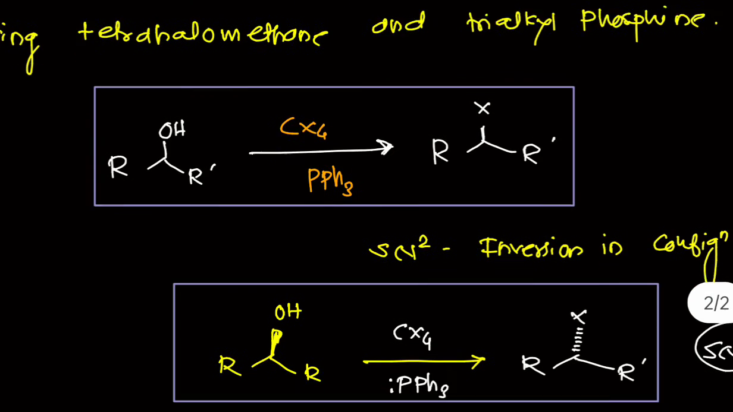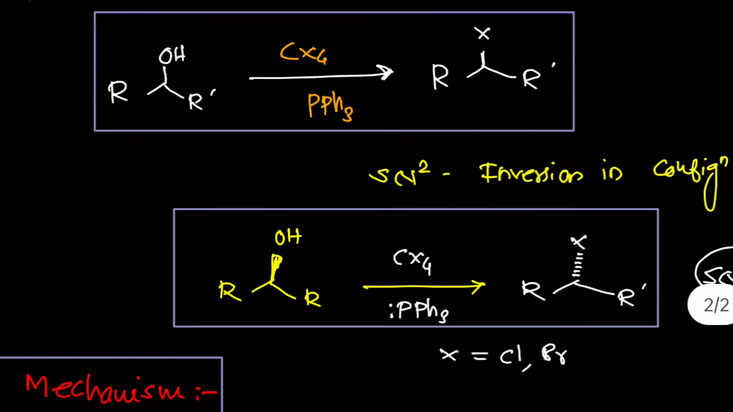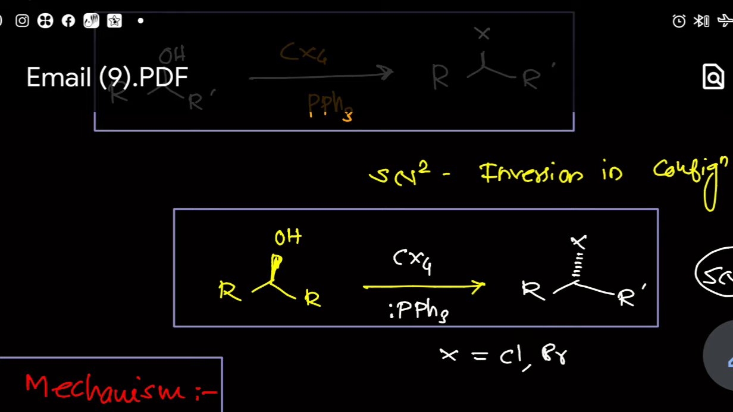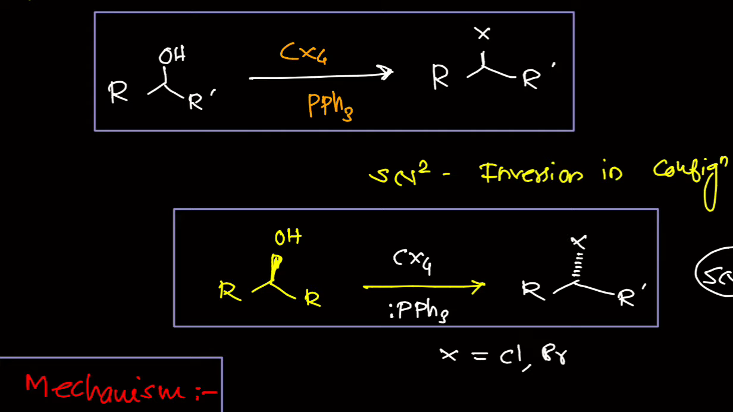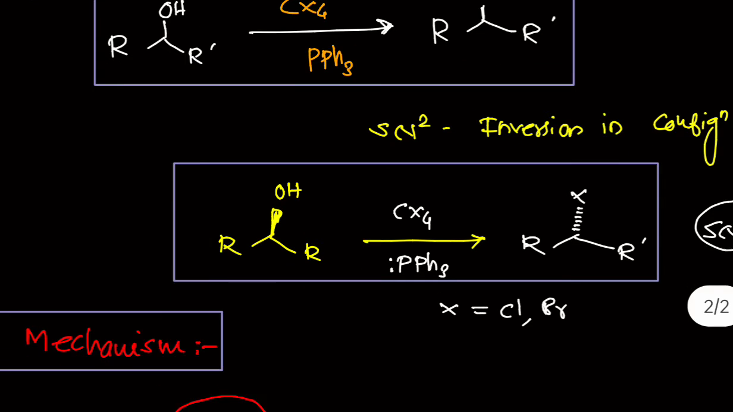Now this reaction is the best example of SN2 chemistry. You know that SN2 chemistry is where inversion occurs, and inversion of stereochemistry is the best example of a substitution reaction, that is SN2, where the stereochemistry of the reactant is given. The reagents here are CX4 and PPh3. We can use Cl or Br instead of X, and you get the inverted product. That reaction is called an SN2 reaction. We'll see the mechanism of this reaction.